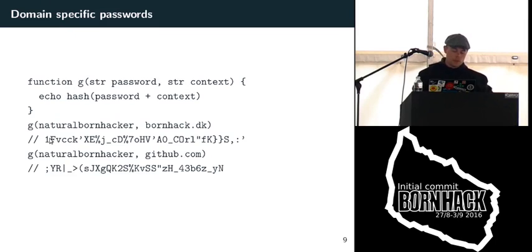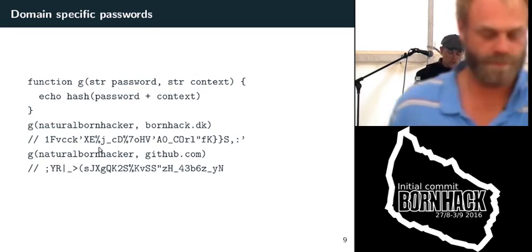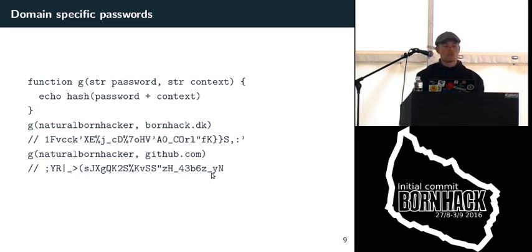I can get out a very, very long passphrase or a password, and if I use it on GitHub and still keep my password natural born hacker, I get a whole other string, which is a whole other password. You can see this consists of small letters, large letters, numbers, and special characters, and it's 32 characters wide as well. So this, I would say, has a very high entropy.